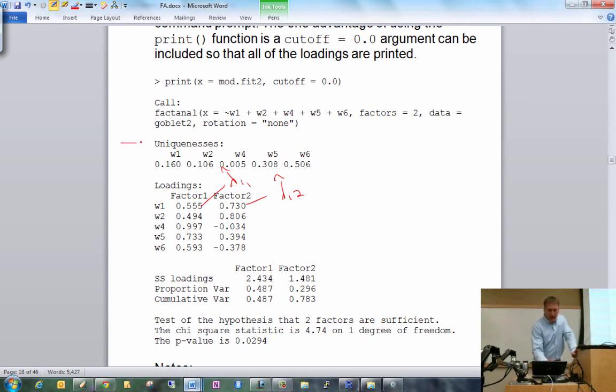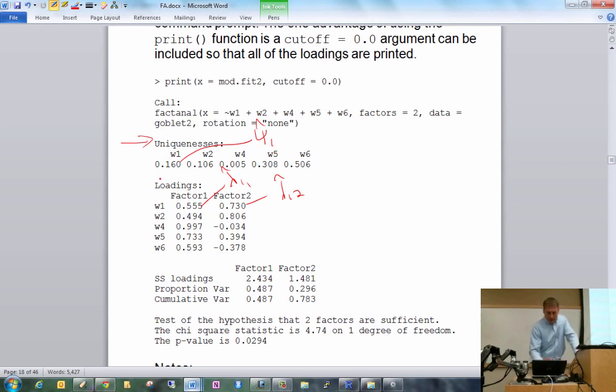We also have some stuff under the heading uniqueness. Remember that word that we saw earlier. This corresponds to the estimated specific variances. So psi 1 hat is 0.16. Again, we would like these psi hats to be as small as possible. The smaller they are, the more information our common factors are explaining about our original variables.